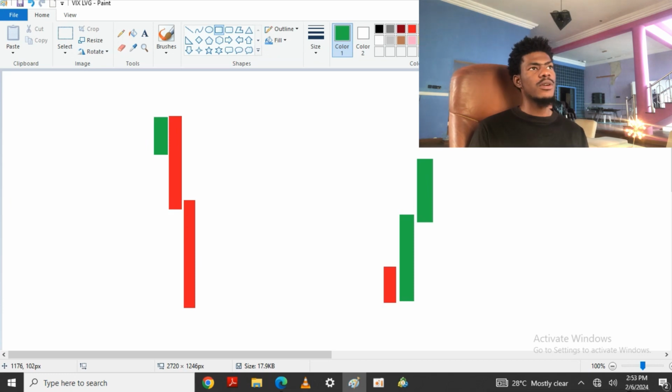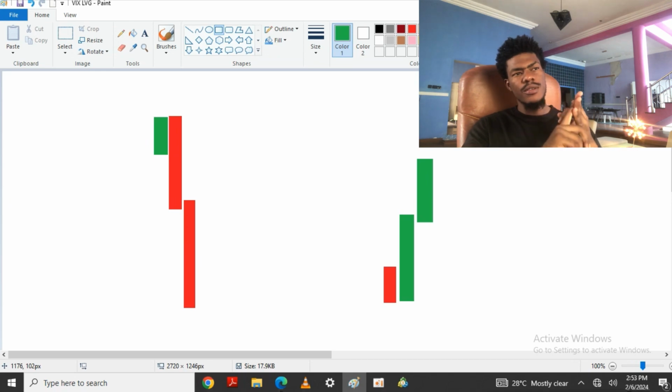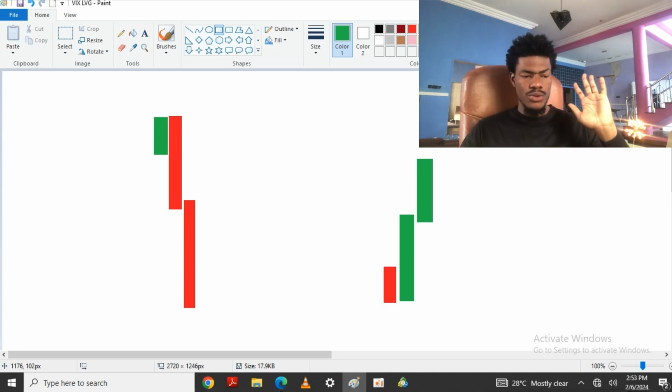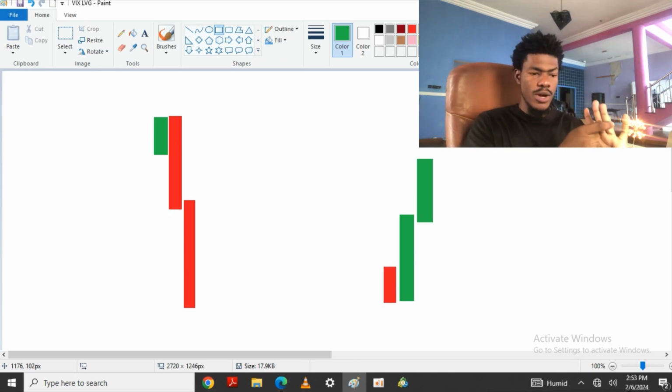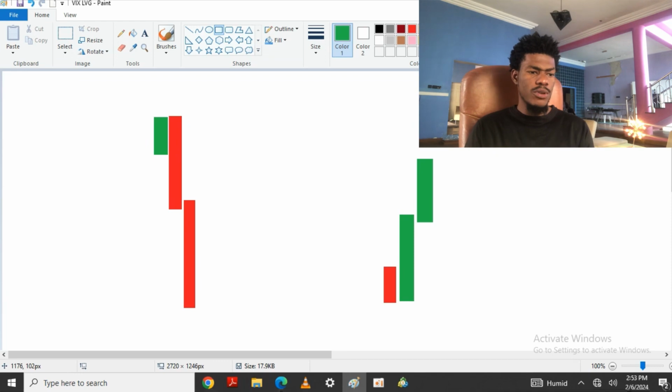When I first started off this VIX strategy, I said we're going to be learning five major things: order blocks, Fibonacci, fair value gaps, liquidity and market structure. I said fair value gaps and order blocks are points of interest, POI, alright? I've dealt with order blocks already.